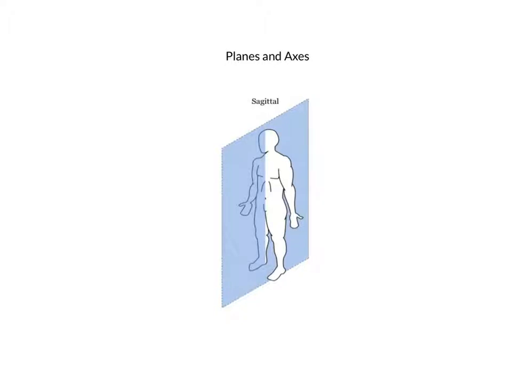So the first one we're going to talk about is the sagittal plane. So this is the one that cuts us in half from head to toe, so separates our left side from our right side. So if you imagine someone walking forward, they are moving through their sagittal plane. Likewise, if you imagine someone doing a sit-up, they are moving through their sagittal plane.